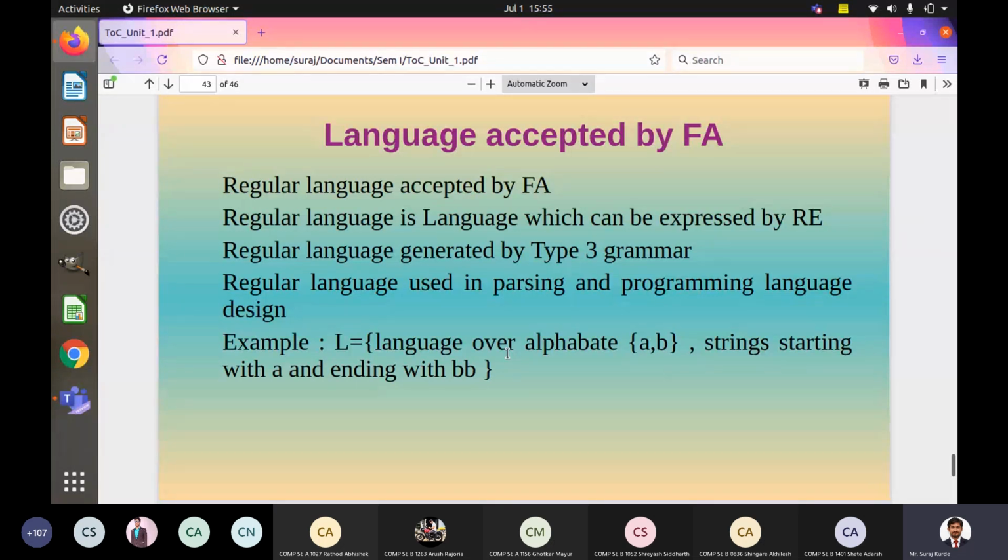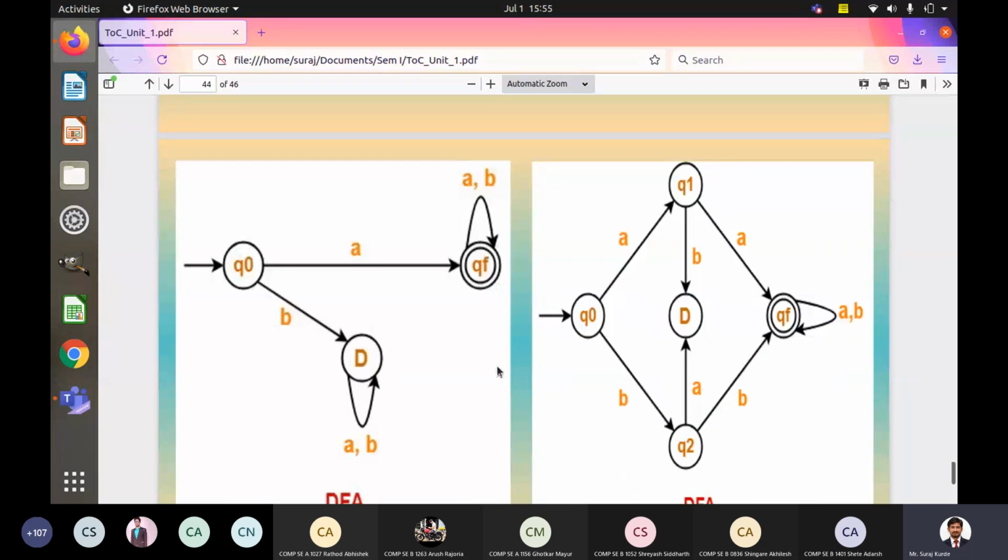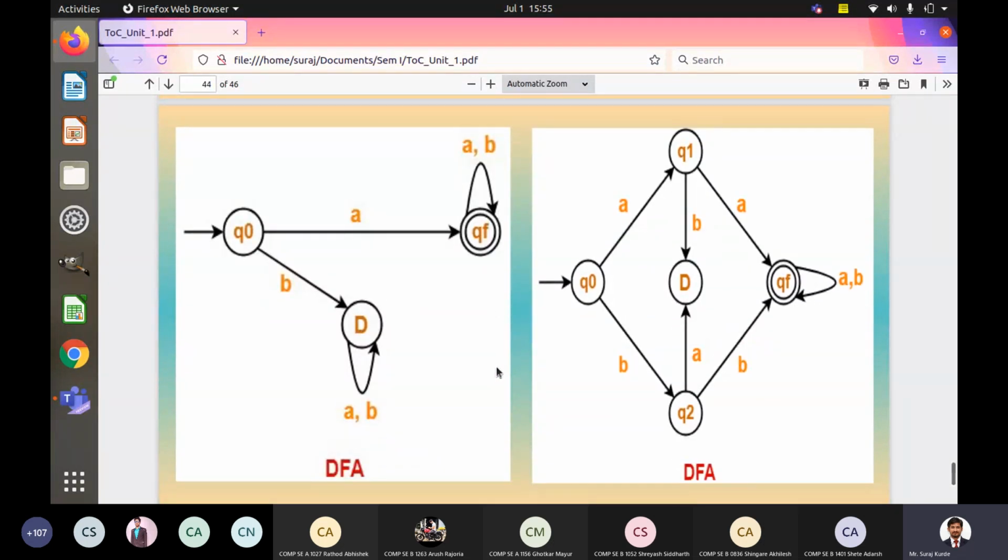The example is a language over the alphabet {a, b}: strings starting with a and ending with double b. So this is just one example. Now how that automaton will look and how it behaves, I will explain. Again, some more examples of DFA, deterministic finite automata. Why is it called deterministic? I will explain the basic difference. There are two types, deterministic and non-deterministic, of finite automata or FSM, finite state machine.